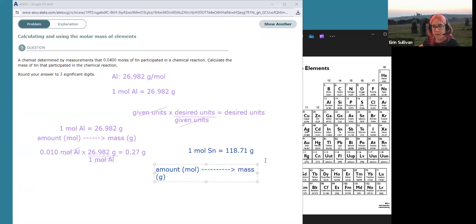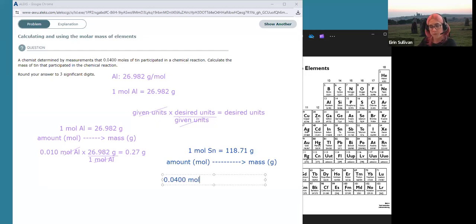So my equivalency is going to be the molar mass of tin written out just like that. So I can go from 0.0400 moles of tin, let's be specific. I know that 1 mole of tin weighs exactly 118.71, so 1 mole of tin goes on the bottom, and 118.71 grams goes on the top. So I should be expecting my answer in grams. Dimensional analysis is your friend. So the moles of tin is going to cancel out, yeah?